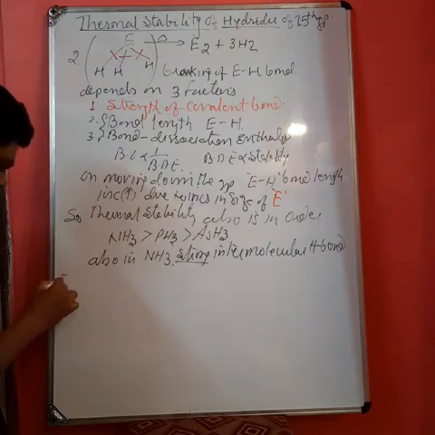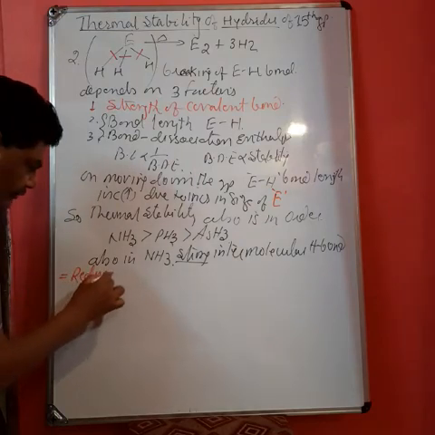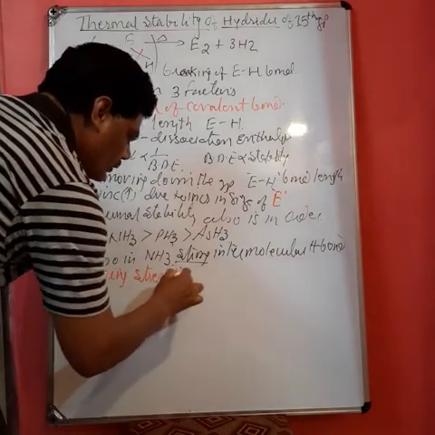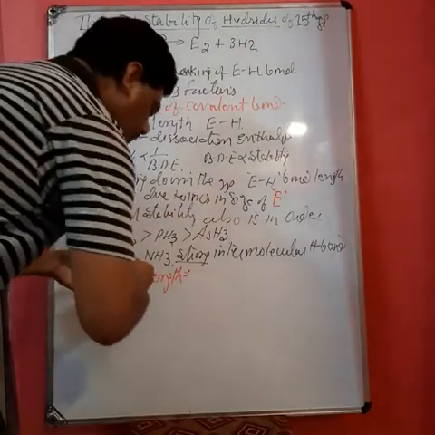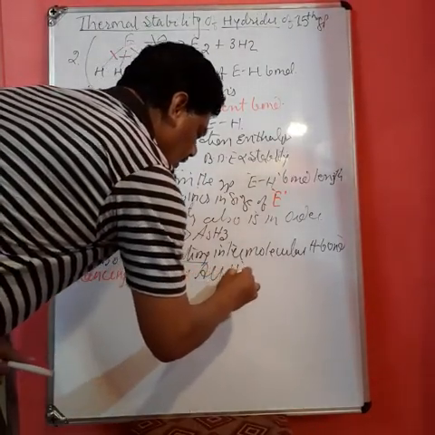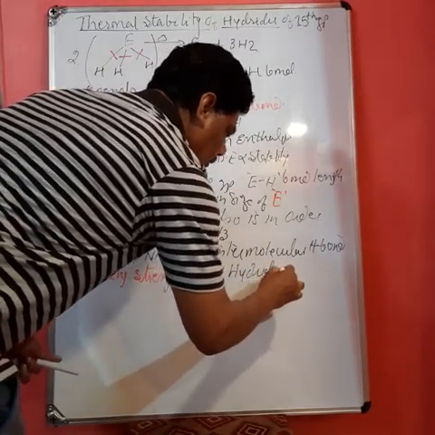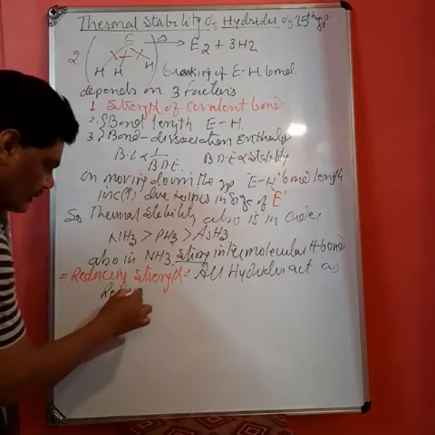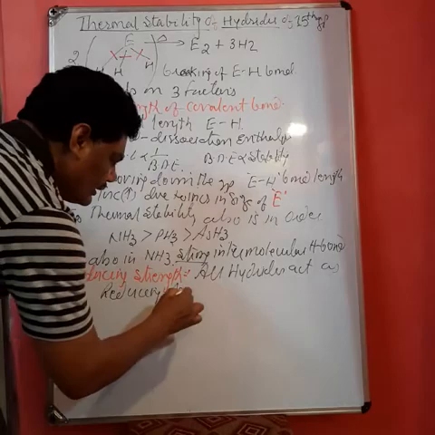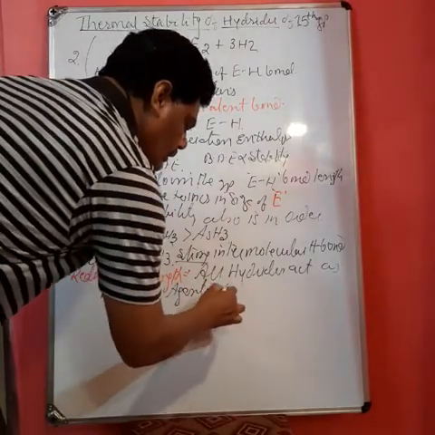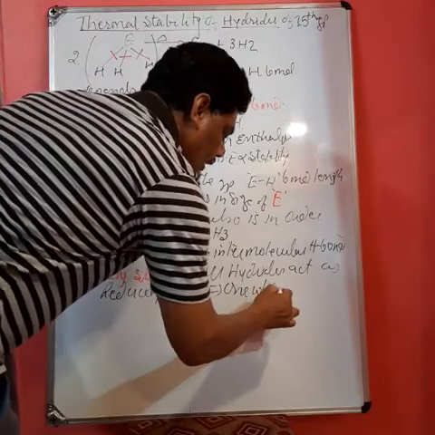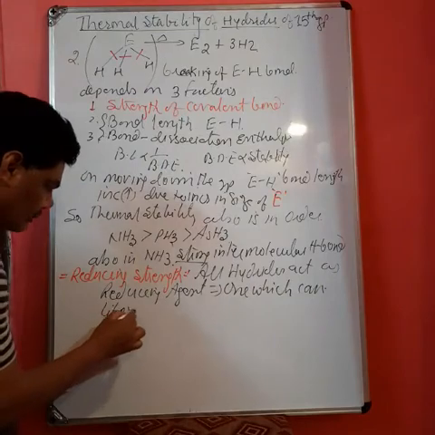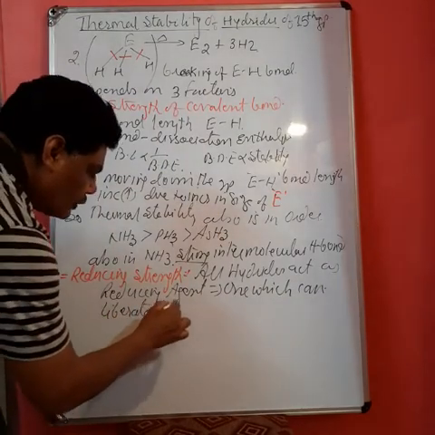Students, on the basis of thermal stability, we can explain one more very important property. This property is known as reducing nature, or reducing strength. All hydrides act as a reducing agent. Now, what is the meaning of reducing agent? One which can liberate hydrogen. Liberate means release hydrogen.